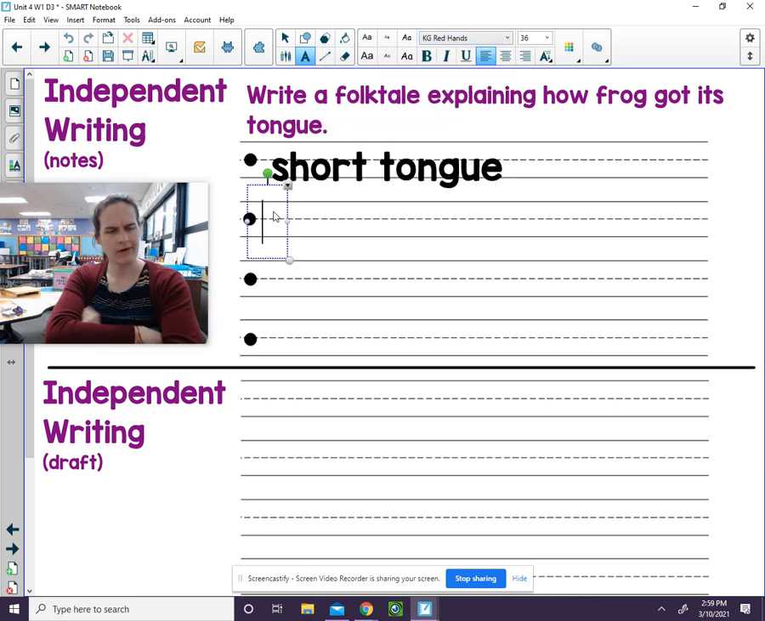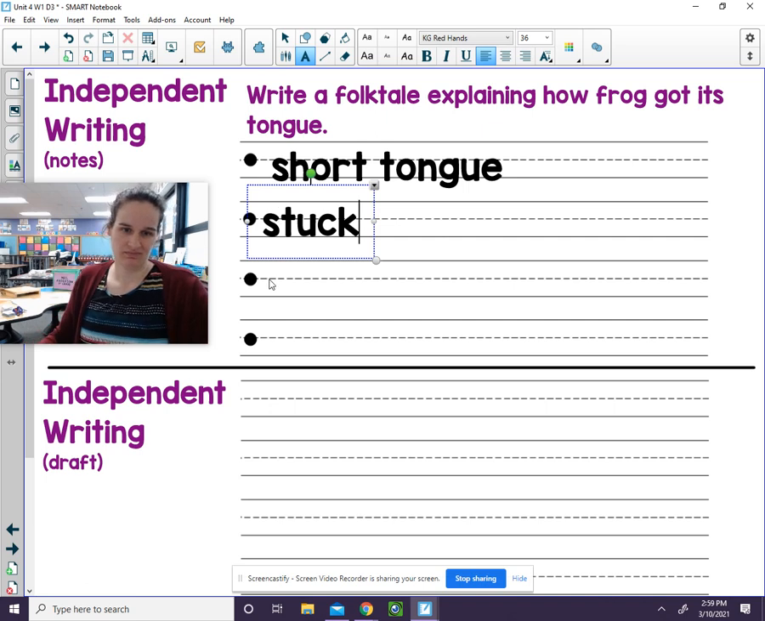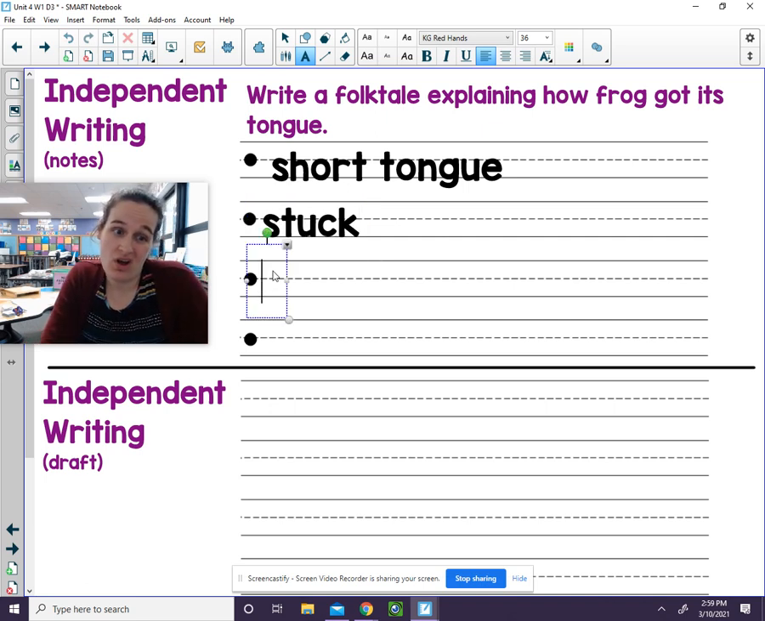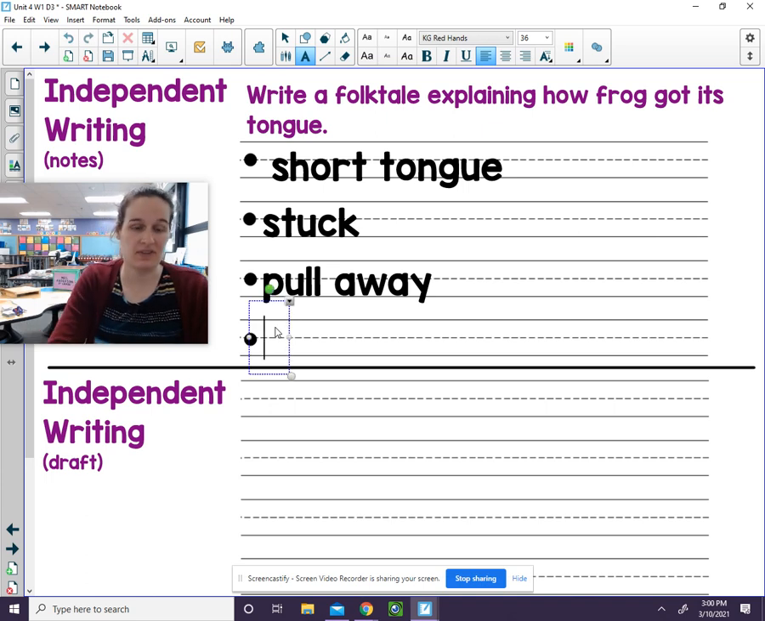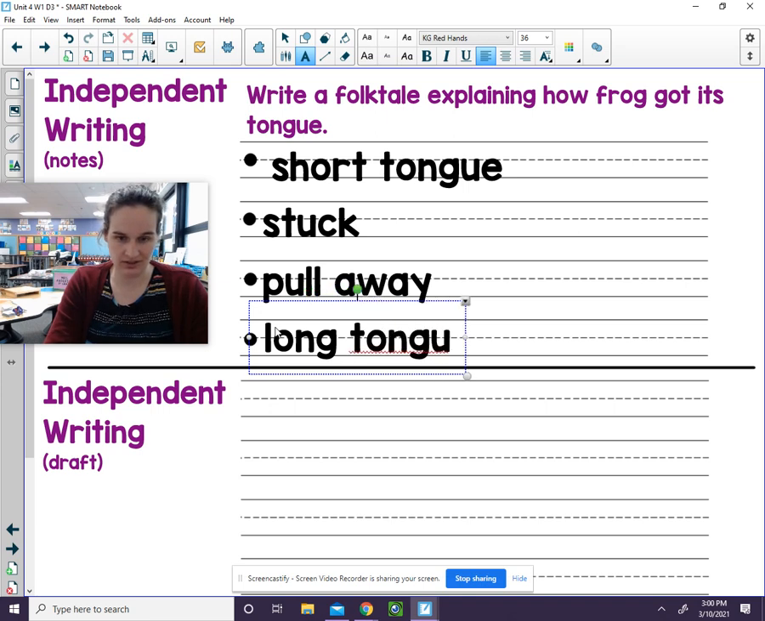Well, what's going to happen to get his tongue to be short? What do you think might happen? This is where you've got to use your imagination. Could it get stuck under something? Maybe it gets stuck. And then how is it going to become long? Well, maybe he tries to pull away. Imagine your tongue stuck under something and you're trying to pull it away. Well, and then at the end, he no longer has a short tongue. He has a long tongue.